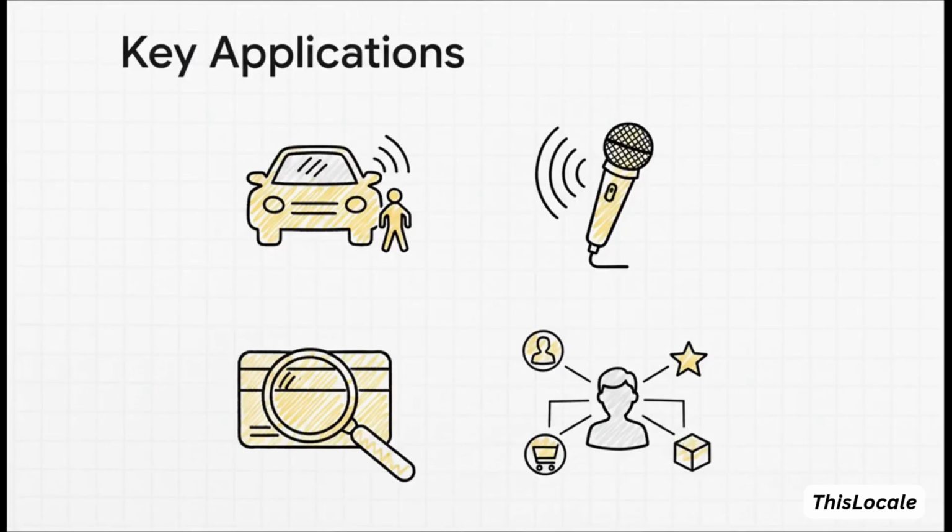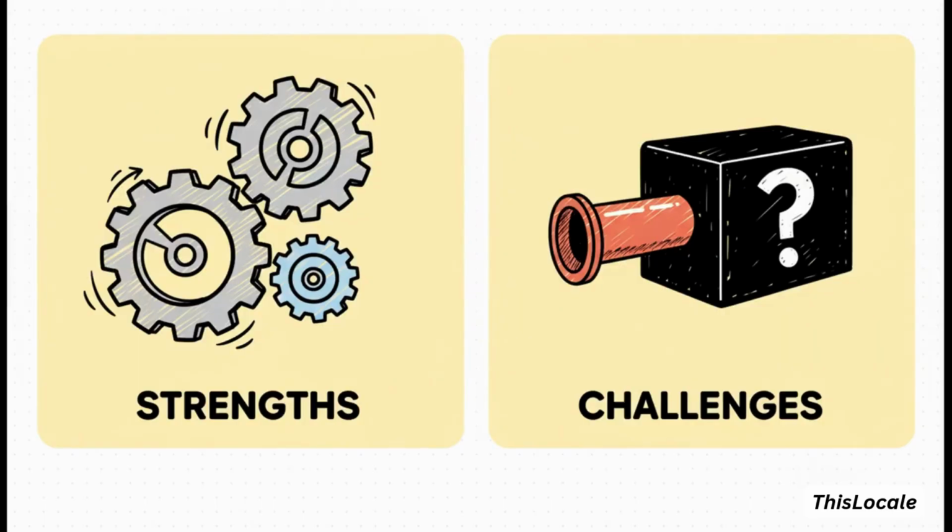And because it's so incredibly good at finding patterns in pretty much anything, its applications are just huge. We're talking about everything from the computer vision that lets a self-driving car spot a pedestrian, all the way to the speech recognition that powers your phone's voice assistant. It's also amazing at making sense of complex data for things like fraud detection or figuring out what movie you should watch next. But of course, there's always a trade-off.